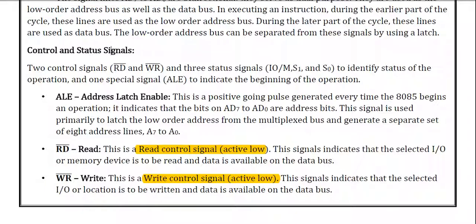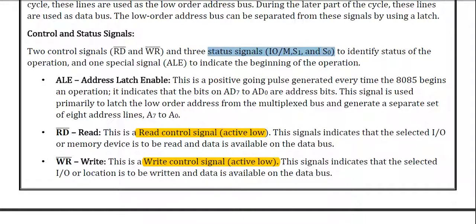The control and status signals. The control signals are the read and write signals, and the status signals are the I/O and memory signals. In this we have ALE, which is known as address latch enable. This is a positive going pulse which is generated every time the 8085 begins an operation. It indicates that the bits on AD7 to AD0 are address bits. The signal is used primarily to latch the lower order address from the multiplexed bus and generate a separate set of 8-bit address lines, A7 to A0.